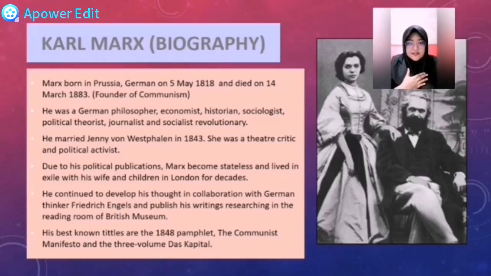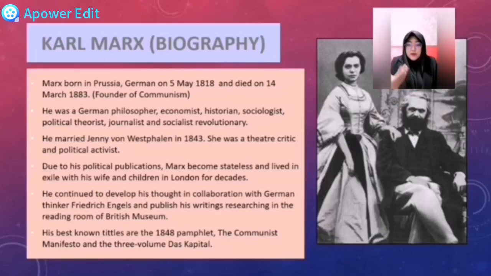As I am the first presenter, I would like to discuss the Marx biography. Karl Heinrich Marx was a German philosopher, economist, historian, socialist, political theorist, journalist, and social evolutionary, who was born on 5 May 1818 in Prussia, Germany, and died on 14 March 1883. He married Jenny von Westphalen in 1843. She was a theatre critic and political activist.